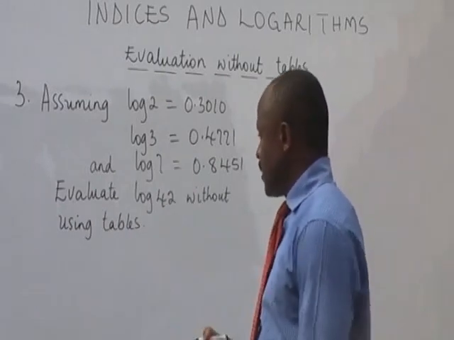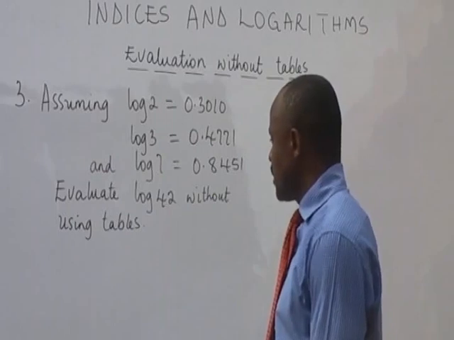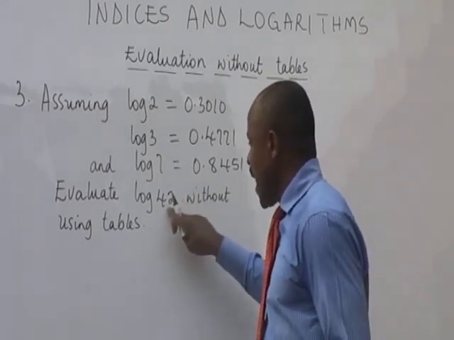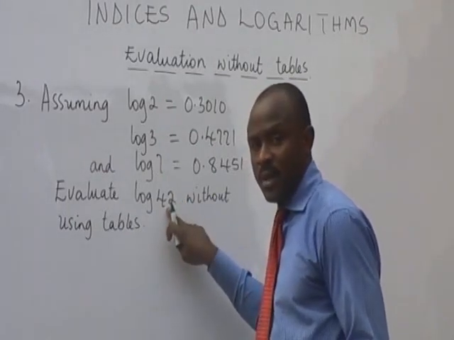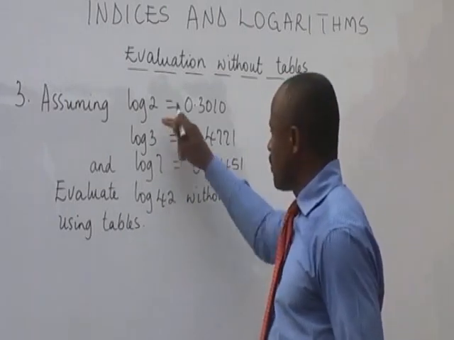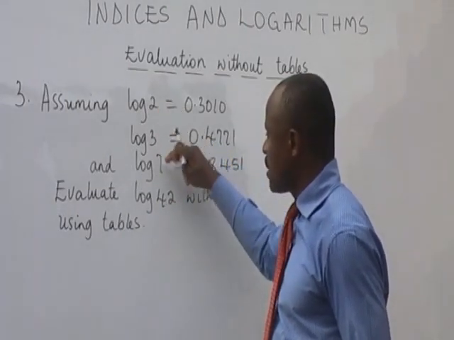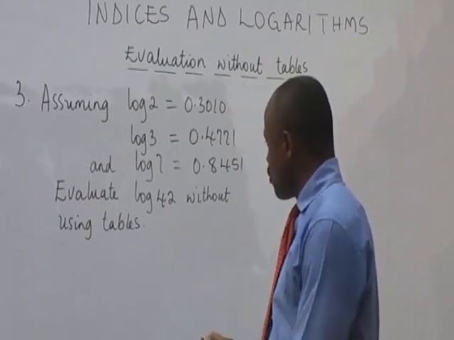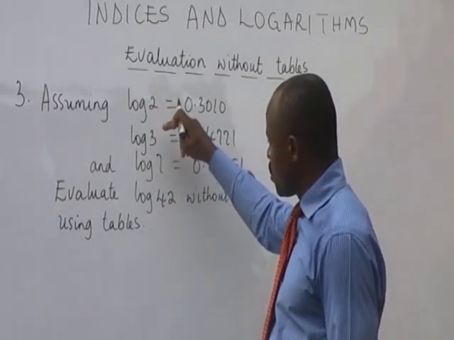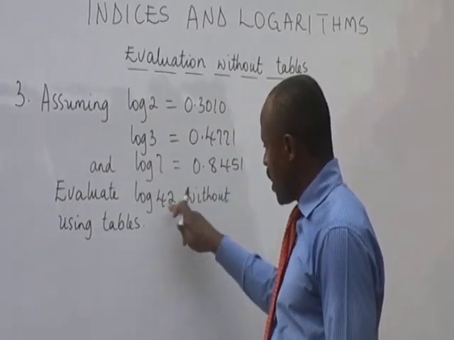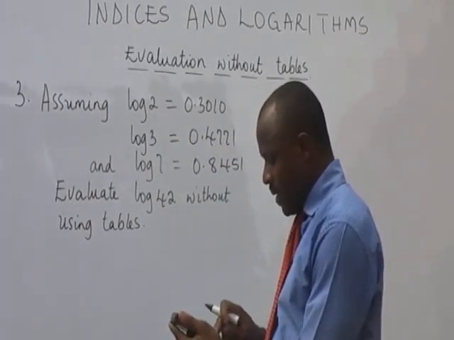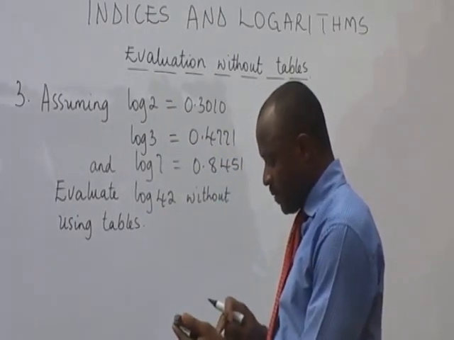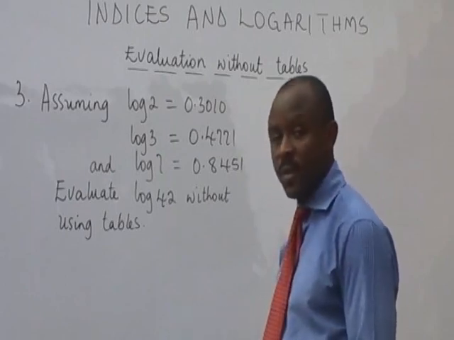In this case, what we're going to do is this. Try to break down 42 to factors of 2, 3, and 7. Mathematically, if you try to multiply 2 to 3 and to 7, you will get 42. 2 times 3 times 7 is 42.